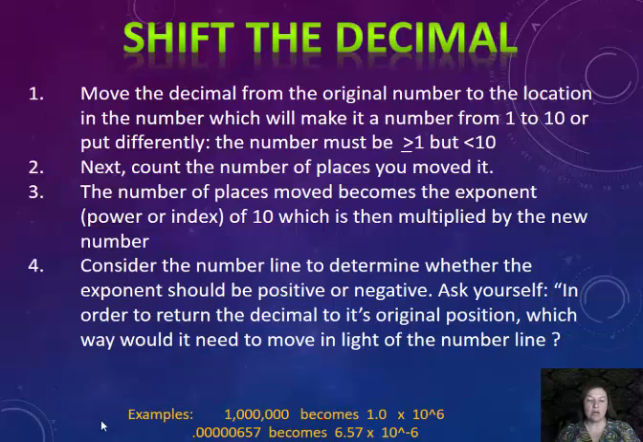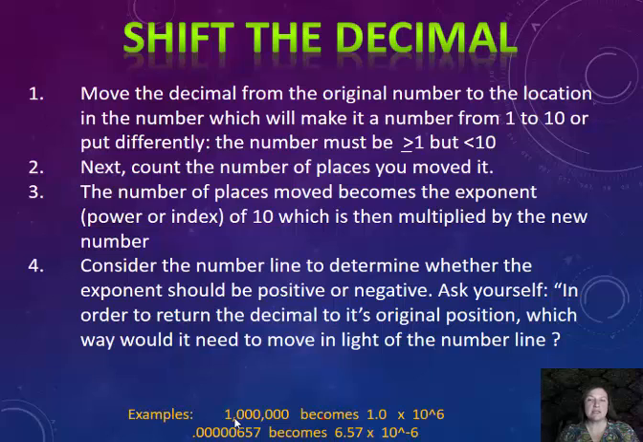In order to get this number greater than or equal to 1 but less than 10, if you look down here at the bottom, we'd have to shift the decimal 1, 2, 3, 4, 5, 6 places to the left. Next, we need to count the number of places that we moved it, and we've already done that as I moved the decimal. This comma here after the 1, we're going to pretend is now a decimal, and we've moved the decimal over 6 places.